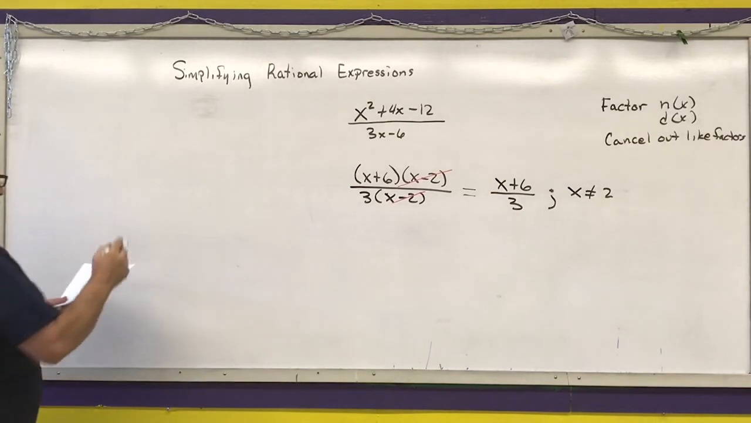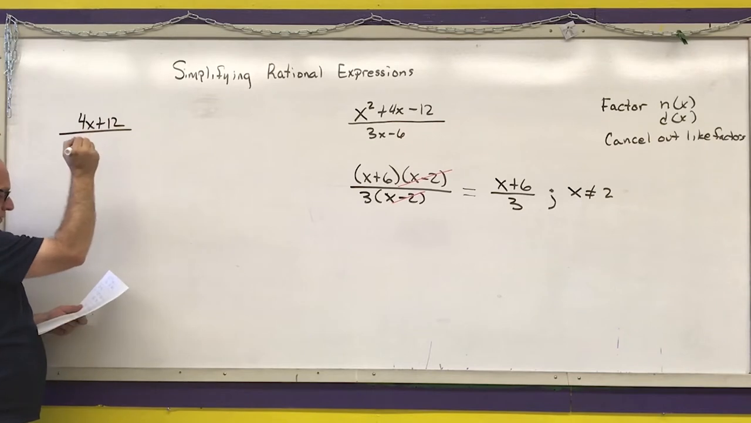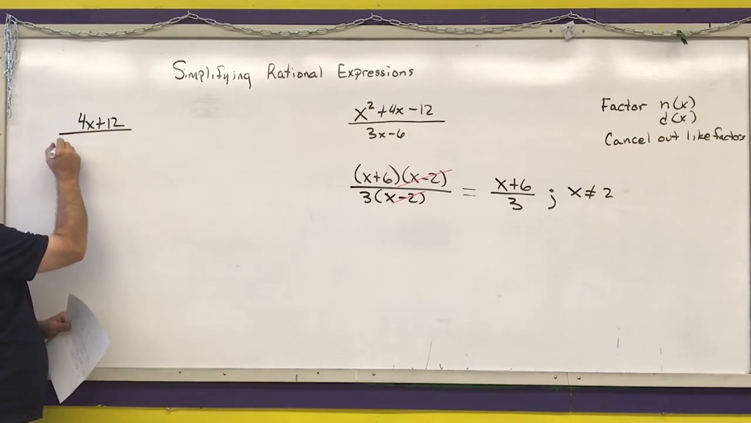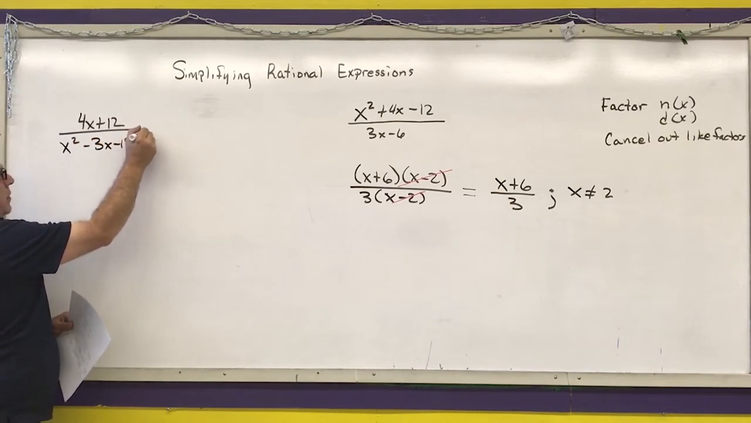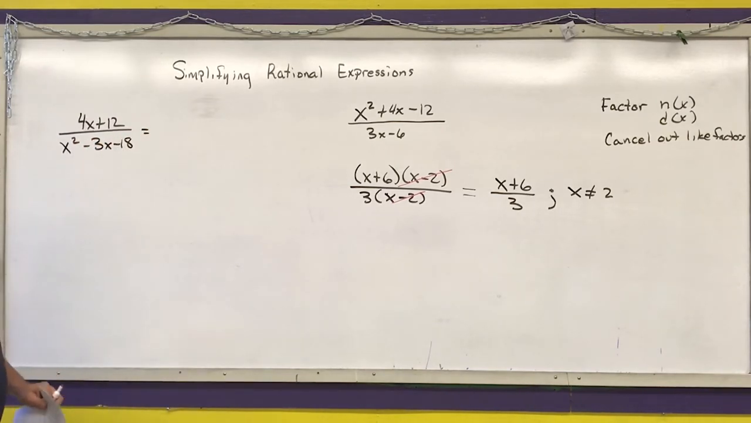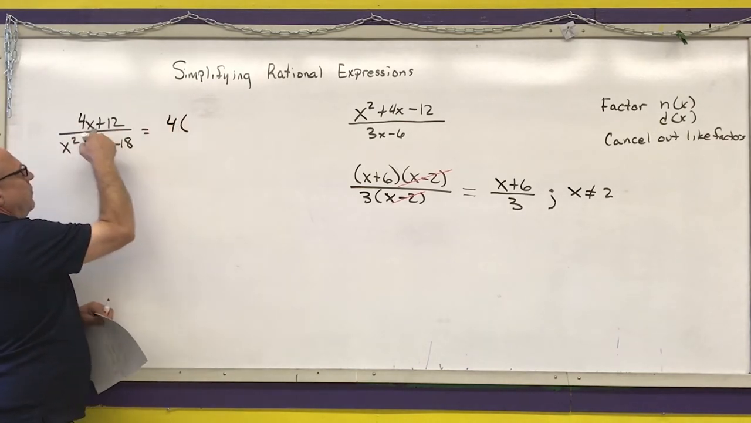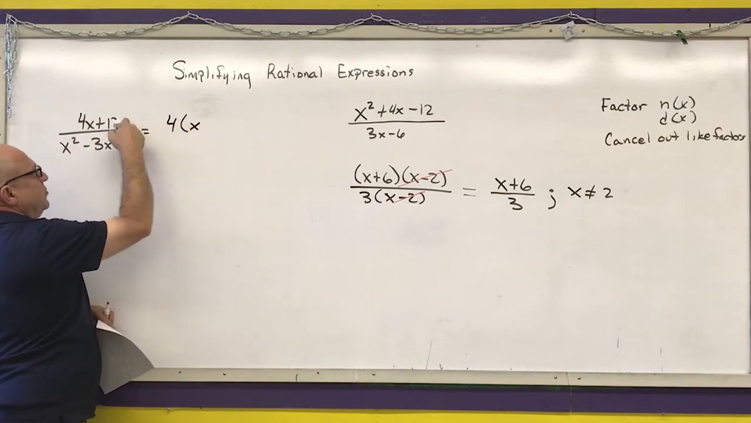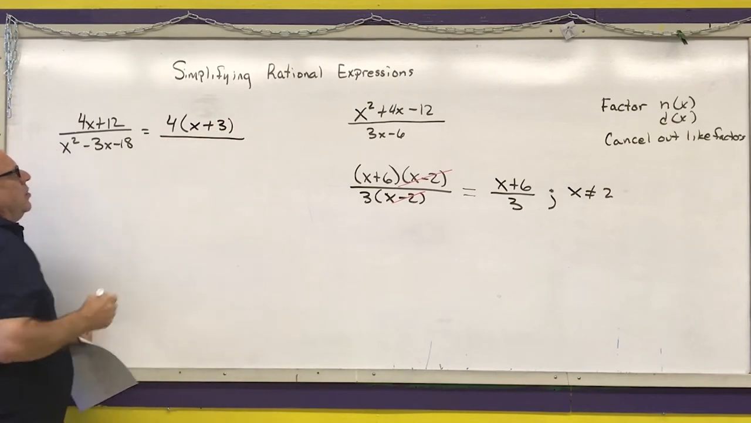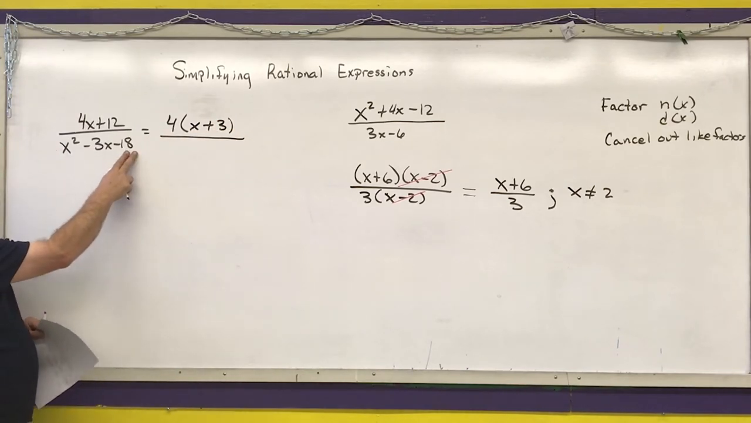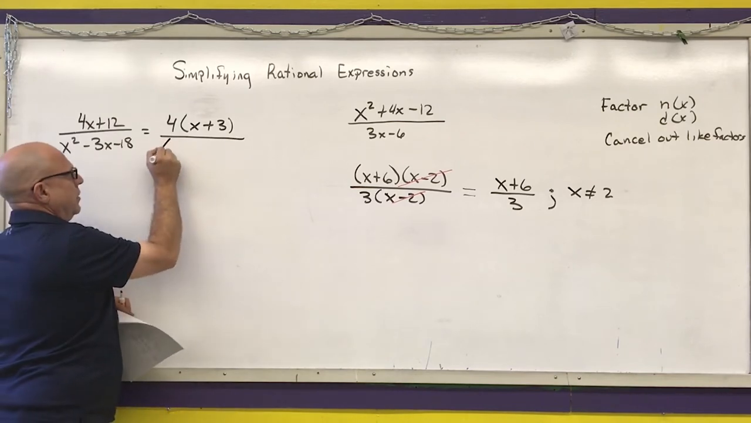So let's do one more practice problem. 4x plus 12 over x squared minus 3x minus 18. I want to factor the numerator. Greatest common factor between 4 and 12 is 4. 4x divided by 4 is x. 12 divided by 4 is 3. Two numbers that multiply to negative 18 that add to negative 3 would be negative 6 and positive 3.